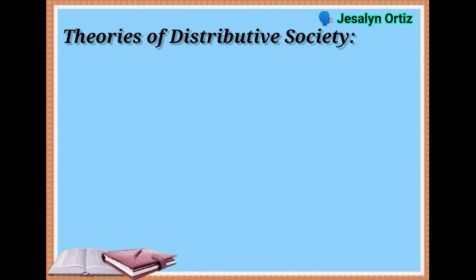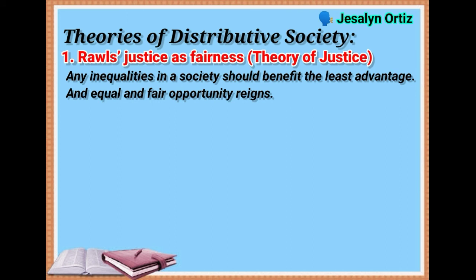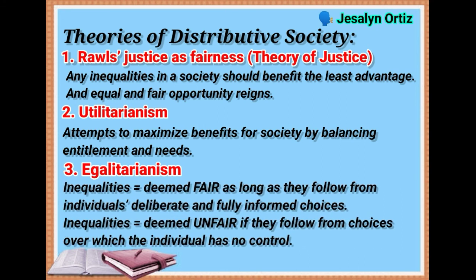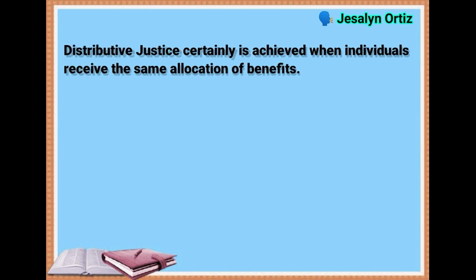There are also theories of distributive justice. Number 1 is Rawls' justice as fairness. Any inequalities in a society should benefit the least advantaged, and equal and fair opportunity reigns. Number 2. Utilitarianism. It attempts to maximize benefits for society by balancing entitlement and needs. Number 3. Egalitarianism. Inequalities should be deemed fair as long as they follow from individuals' deliberate and fully informed choices, while inequalities should be deemed unfair if they follow from choices over which the individual has no control. Distributive justice certainly is achieved when individuals receive the same allocations of benefits.